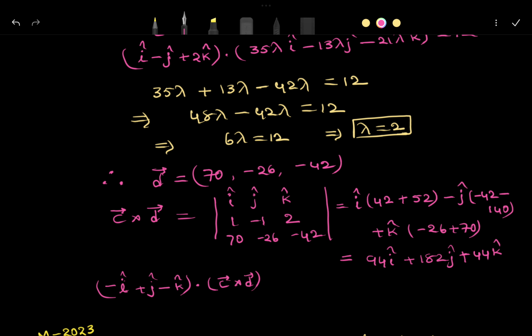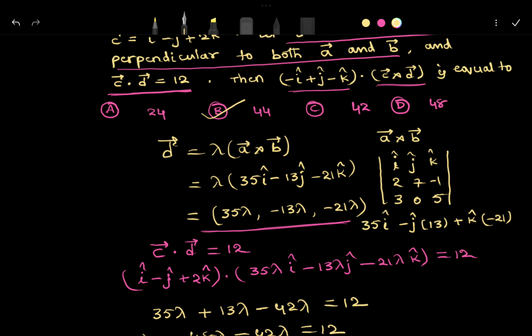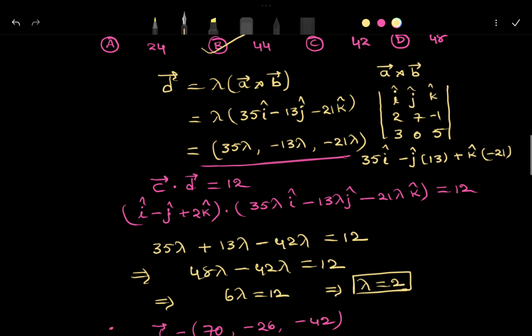Now you know c cross d vector is nothing but 94 i plus 182 j plus 44 k. Now you apply the dot product to this one, that is equal to minus 94 plus 182 minus 44. So by calculating, this value will be equal to 44, that is the answer. I hope everyone is clear on this problem. Your right answer is 44, so option B is the correct answer. I hope everyone is clear on this solution.